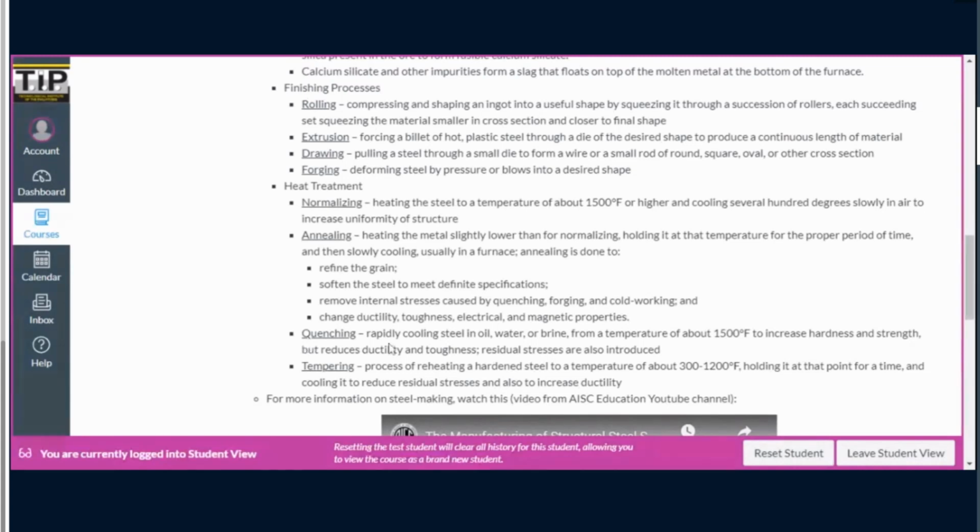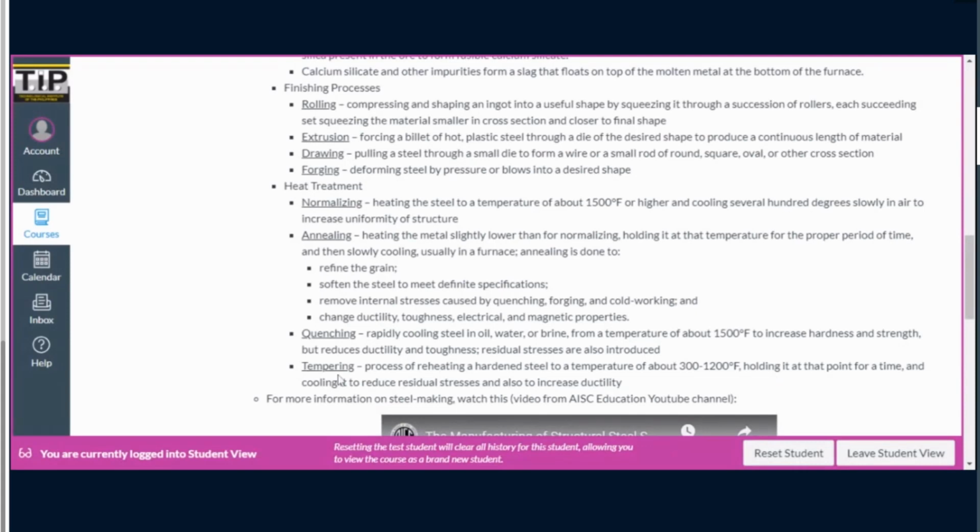So due to this, quenching results in the introduction of what we call residual stresses. Okay, so residual stresses are stresses that already occur in a material even before you use it. So residual stresses are the effects of the manufacturing process of a material.